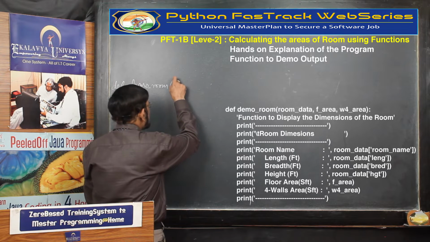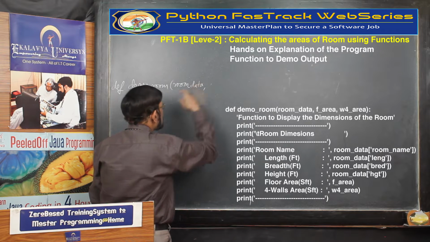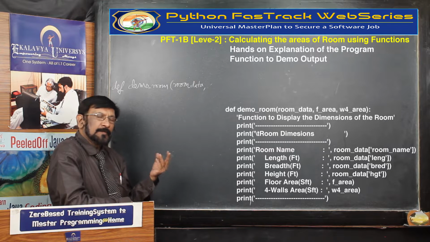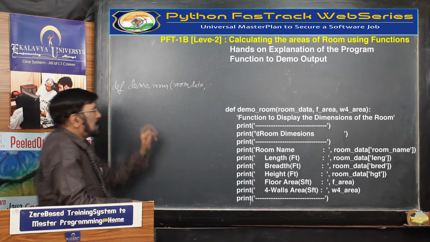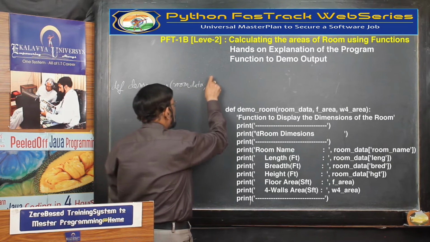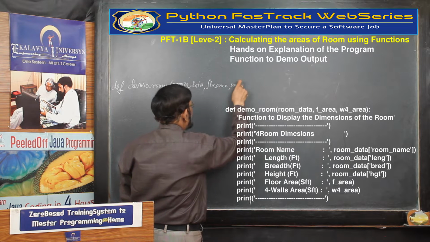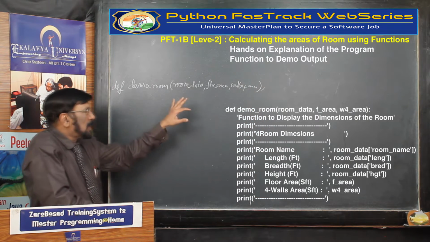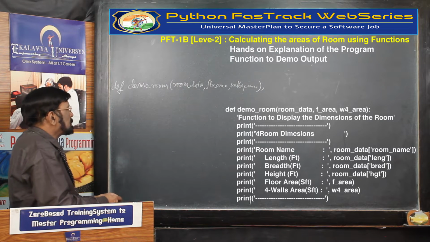Here which data is required? Because it should print everything. Everything means it should print length, breadth, height, floor area, four walls area. So room data we are passing, floor area we are passing, walls area you are passing. So we have to pass three items. Then only it can print everything.